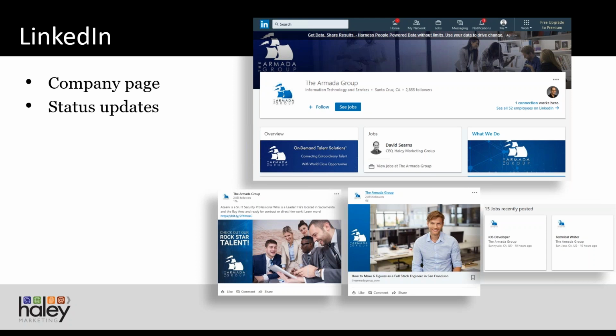Are you doing status updates regularly? And not just you as a company doing status updates, but the owners of the company doing updates, key employees doing updates, all the salespeople, all the recruiters doing updates, because as everybody in the company shares content, their networks see your ideas, see your content, and you're increasing the distribution by orders of magnitude by getting more people involved in the status updates.